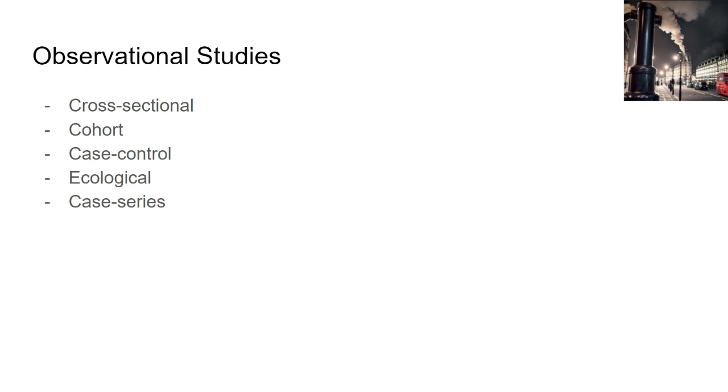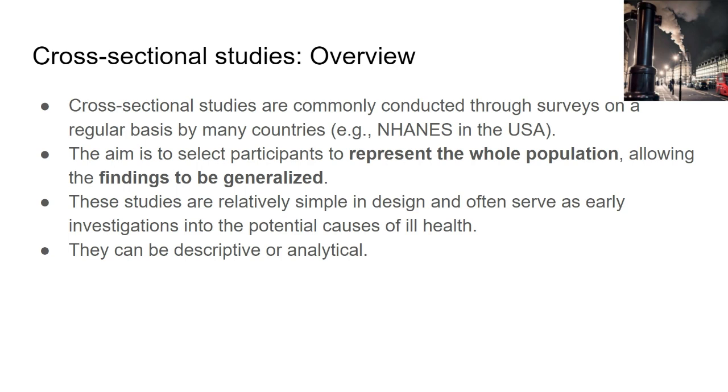Now let's talk about cross-sectional studies, a common type of observational study. These studies are typically conducted through surveys like the National Health and Nutrition Examination Survey, NHANES, in many countries. The goal here is to select participants who represent the whole population, allowing for generalization of the findings. Cross-sectional studies are relatively simple in design and often serve as initial investigations into potential causes of ill health. They can be either descriptive or analytical.